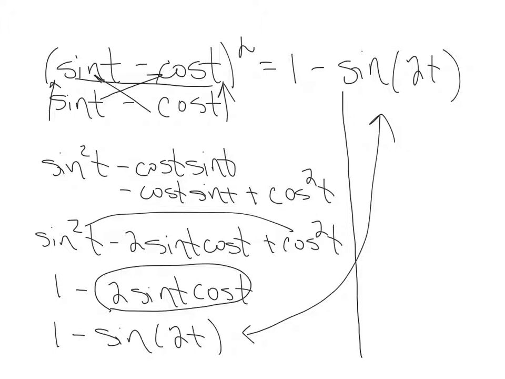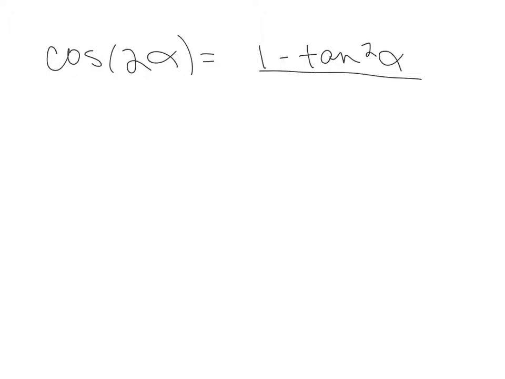Let's do another one. I saw one in the book that I thought would be good to look at because it would actually help you talk about tangent too. This is number 56. It says cosine of 2 alpha is equal to 1 minus tangent squared alpha over 1 plus tangent squared alpha. There's a couple ways you can look at these things.